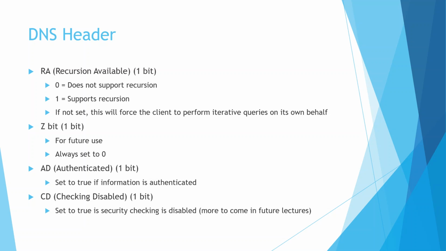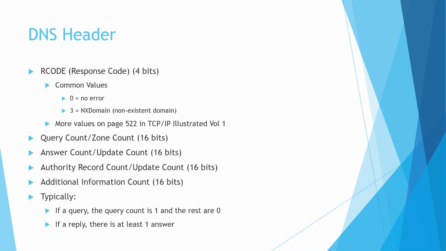AD is going to be authenticated, 1 bit, set to true if the information is authenticated. Then we have CD, which is checking disabled, which is 1 bit, set to true if the security checking is disabled. So we're going to talk more about this, the checking disabled, in chapter 18.